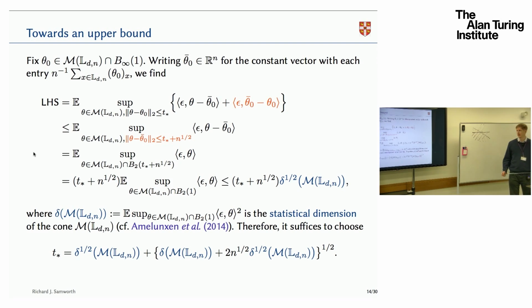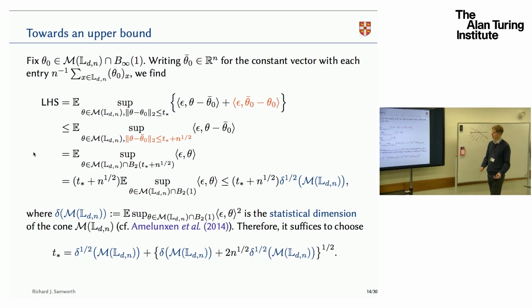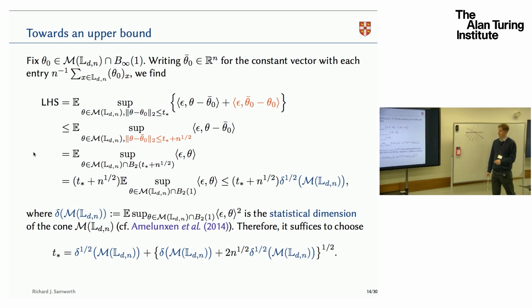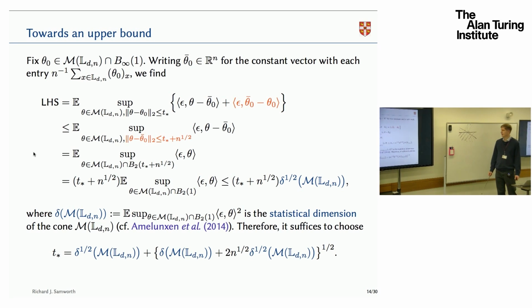So this is a quantity that turns out to be very important in these sorts of problems, has many different equivalent definitions. There's a very nice paper that I'll mention several times, I think, due to Amelunxen et al. From a few years ago, called Living on the Edge, that presents a lot of properties of statistical dimension and illustrates its power in these types of problems.